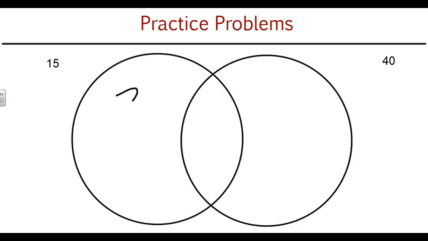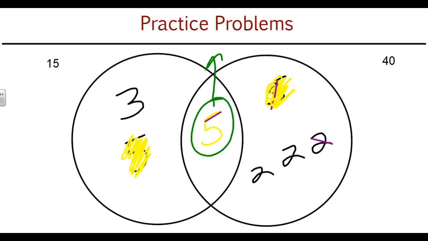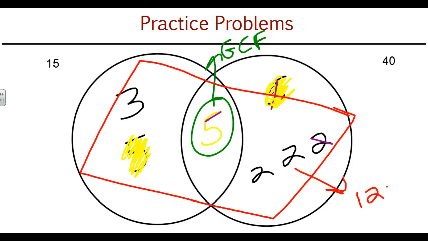So 15 is 3 and 5. 40 is 5, 2, 2, and 2. They share a 5. So we take it out of each side of the Venn diagram, and we put it in the center. That means our GCF, which is in the center, is 5. And our LCM, which is everything that we have left, is 120. 2 times 2 times 2 times 5 is 40, and 40 times 3 is 120.